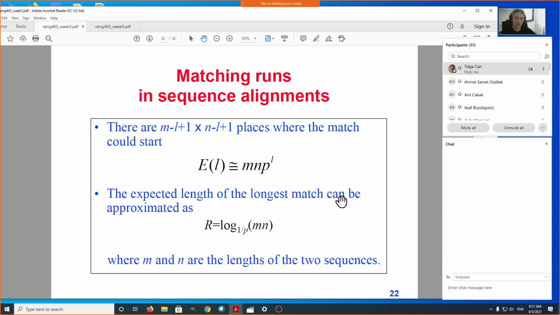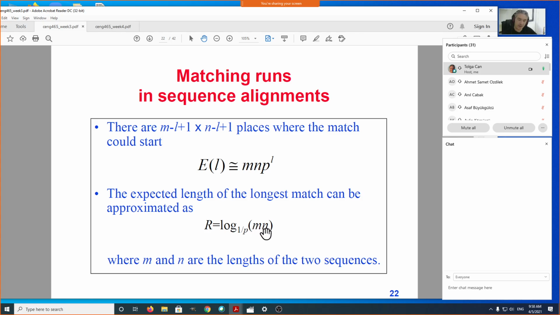The expected length of the longest match, on the other hand, can be approximated by setting this left-hand part to 1, because we expect to observe it at least once. It's something like that, the expectation is once. It means that with an expected value of once, when you observe such a length of matching run, you're not surprised. 1 is something that we observe once. Therefore, we set the left-hand side to 1 and solve for L by taking the logarithm of both sides, and then the longest run becomes log base 1/P of M times N.